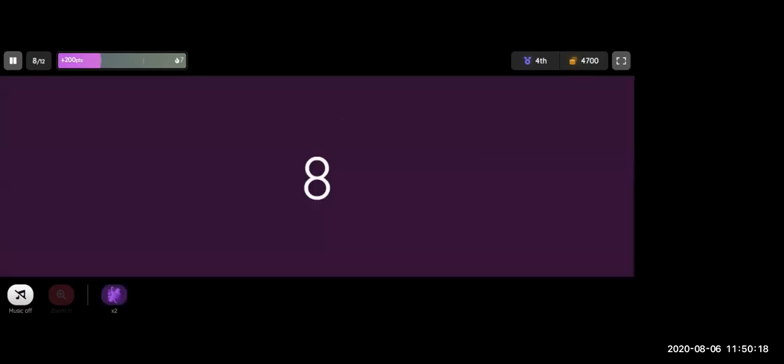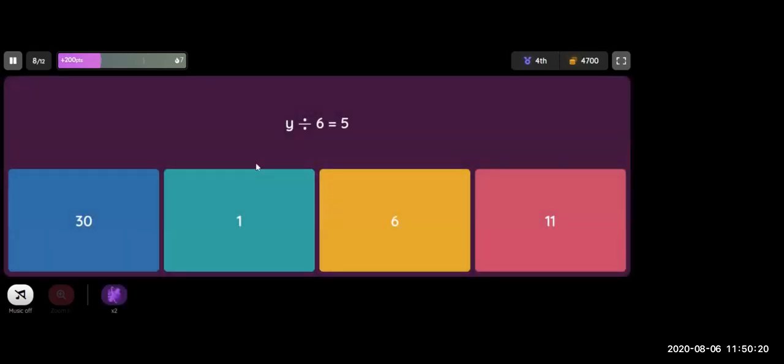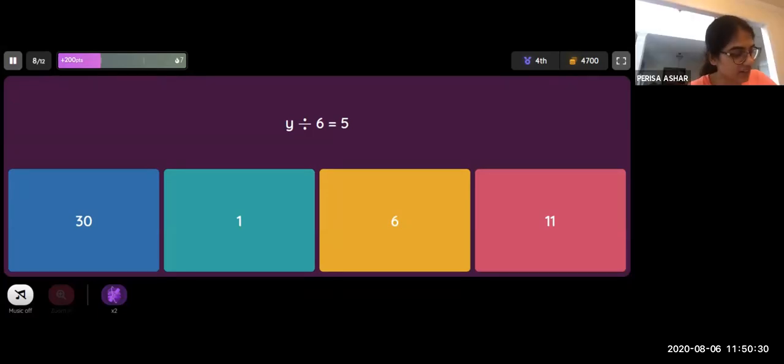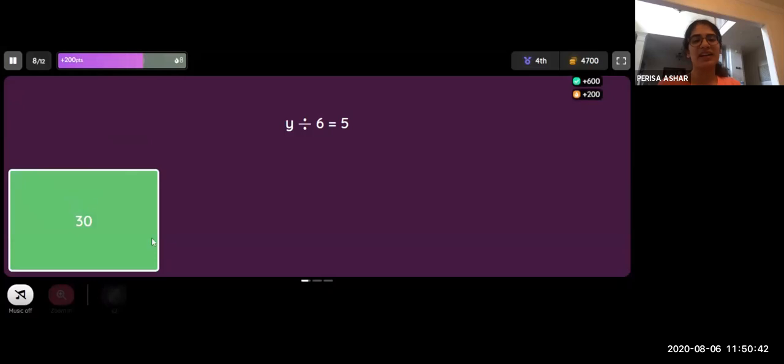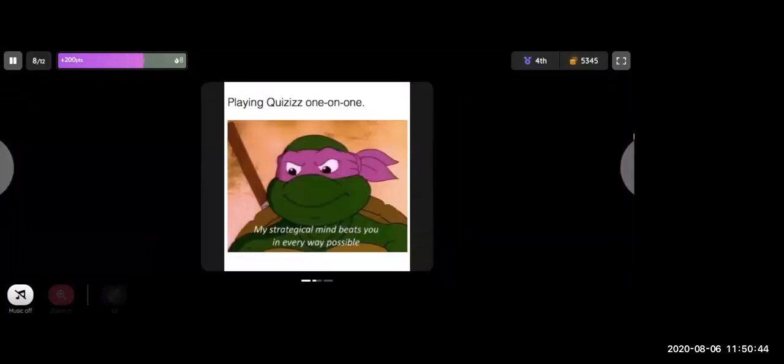Okay, so then the next question. So y divided by 6 equals 5. Yes. Okay, I see the right answers. 30, yes. Everyone got the right answer, which is really good. But Gurjab was first, so he gets the points. But yes, 30 divided by 6 is 5. This is a lot like mental math too, but if you were to do it, multiply by 6 on both sides of the equation.